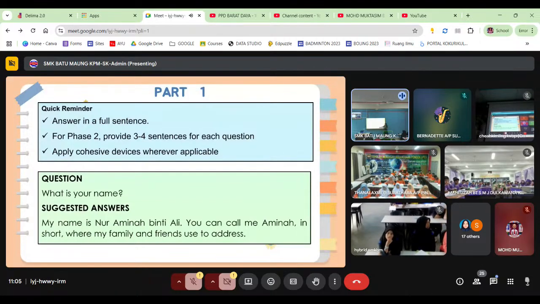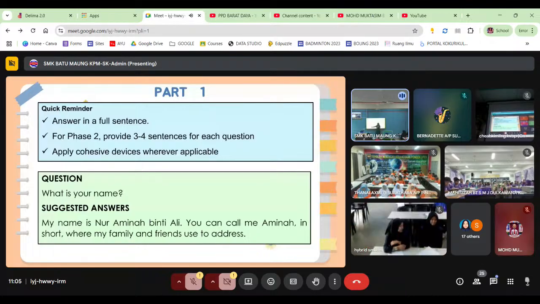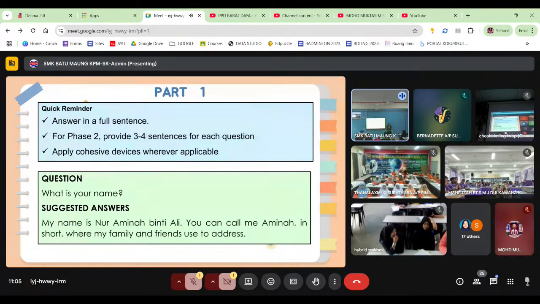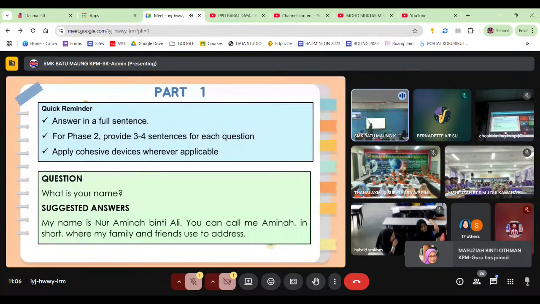And then, are there any cohesive devices? Where here? Where is a relative pronoun. Relative pronoun is a cohesive device. So we have used cohesive device, a variety of structure. Good vocab. Can you spot a good vocab for me? Address. Used to address. So good vocab, good structure, cohesive device. Understand? All right. I'm not going to go through the phase 2 question.